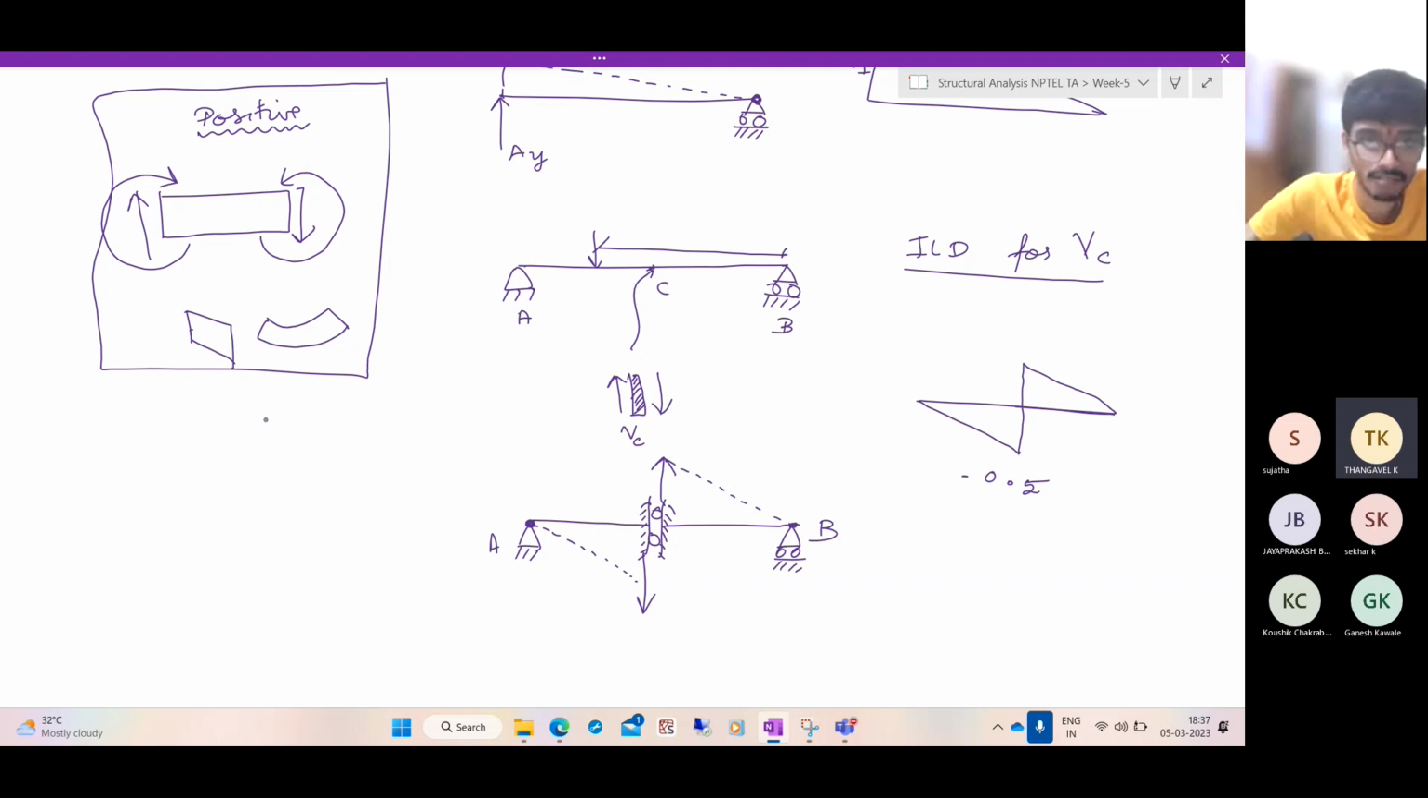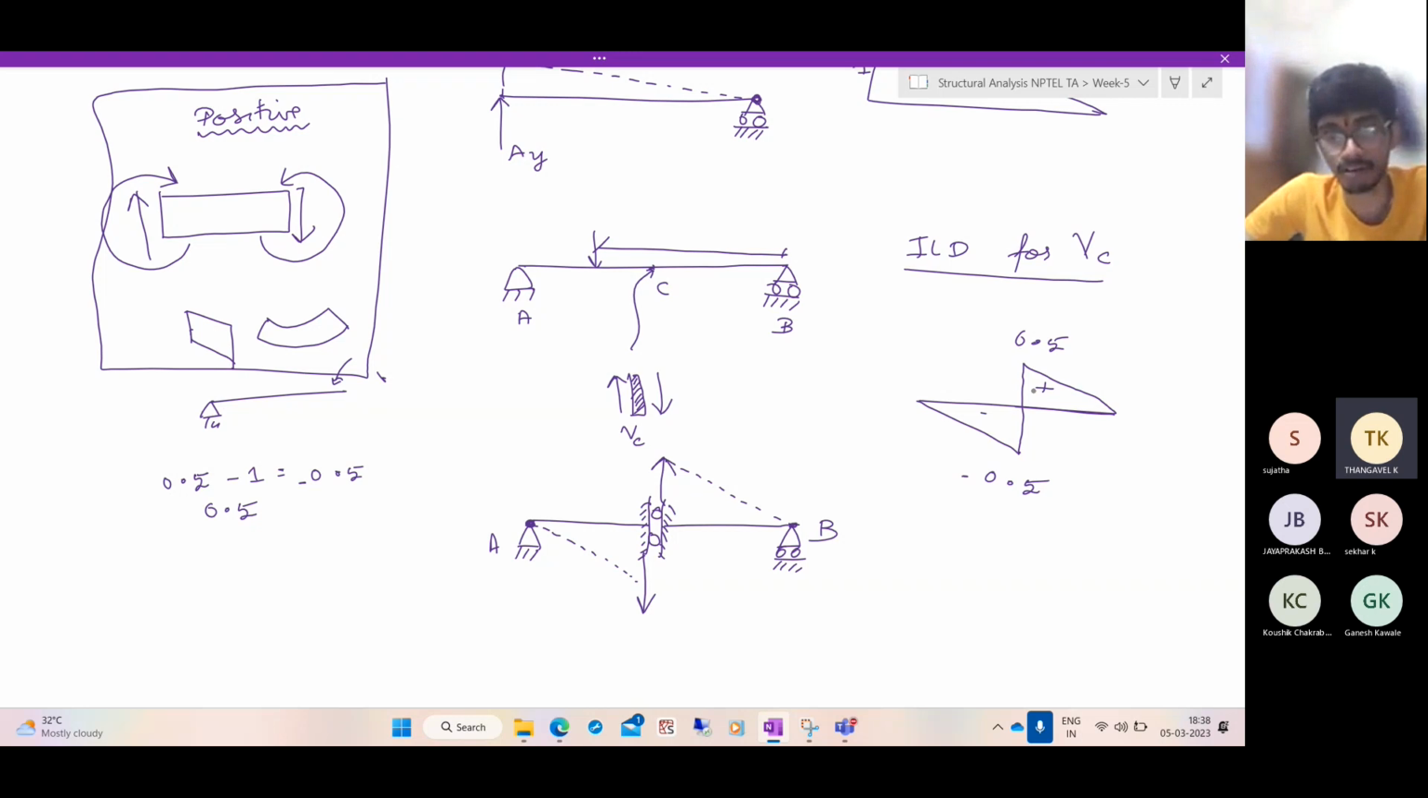Why is the shear force 0.5? We have an upward force of 0.5 and a downward force. When the load just moves to the right side, what will be the shear force? When the load has just crossed the point C, we don't have this -1 acting on the left span. If you see the left span alone, when the load is towards the left side, we'll have 0.5 minus 1, which is minus 0.5. When the load just jumps to the other side of C, we'll have just 0.5. This will be the influence line diagram for the shear force at the point C.